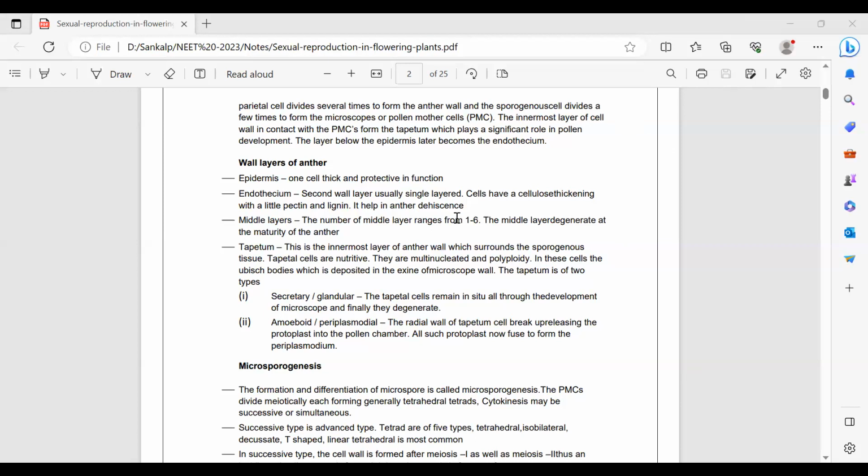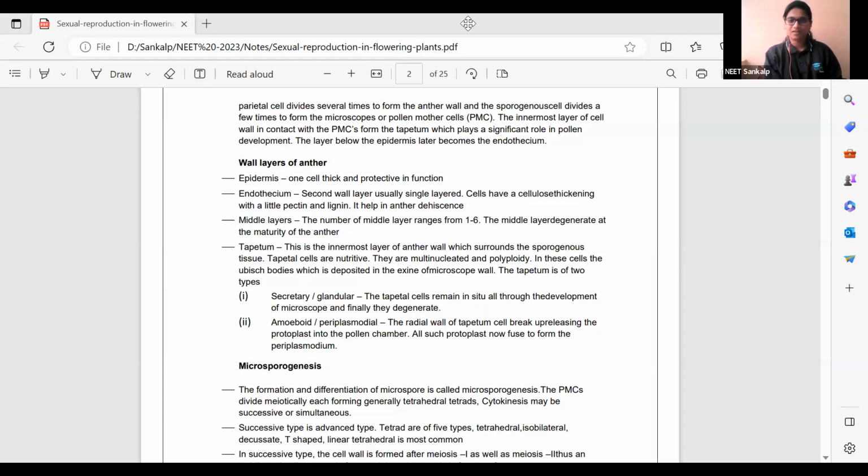Wall layers of anther. Epidermis: one cell thick and protective in function. Endothecium: second wall layer, usually single layered. Cells have a cellulose thickening with a little pectin and lignin. It helps in anther dehiscence. Middle layer: the number of middle layers ranges from 1 to 6. The middle layers degenerate at the maturity of the anther. Tapetum: this is the innermost layer of the anther wall which surrounds the sporogenous tissue.